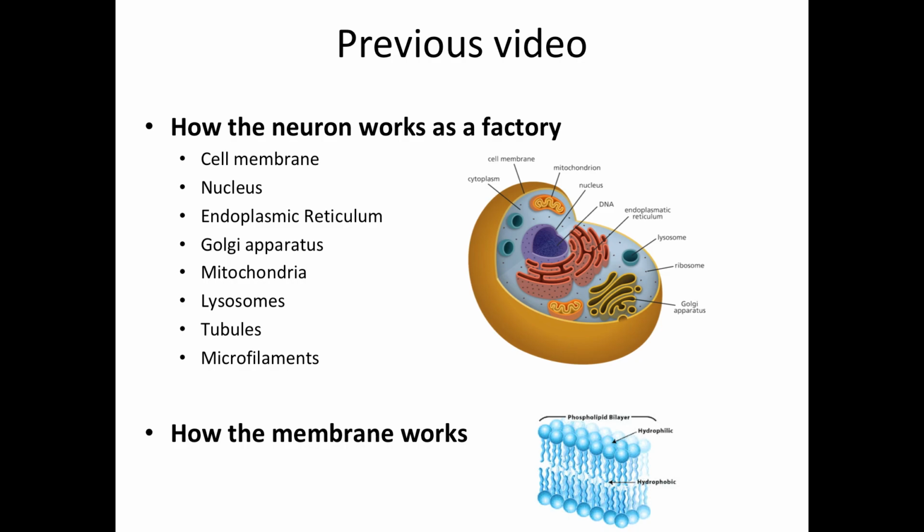Okay, so in the previous video we talked about how the neuron works as kind of like a miniature factory. So we talked about all the components of a cell, such as membrane, nuclear membrane, nucleus, ER, Golgi apparatus, mitochondria, lysosomes, tubules, and microfilaments, and how the membrane works.